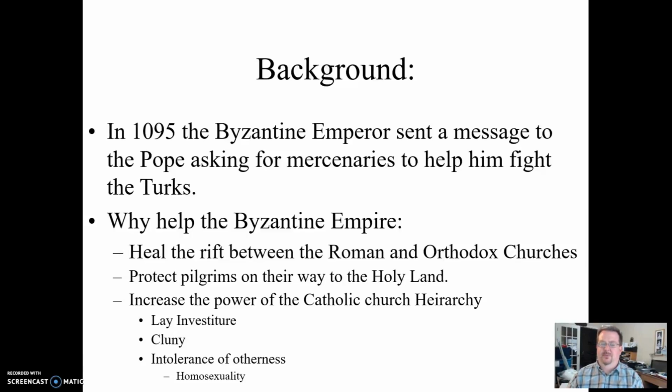As part of this movement, there was a monastery at Cluny that became involved in reforming the Catholic Church in general, and they wanted the church to become larger and more powerful and richer. Cluny gained a lot of influence when a former monk from Cluny became pope.